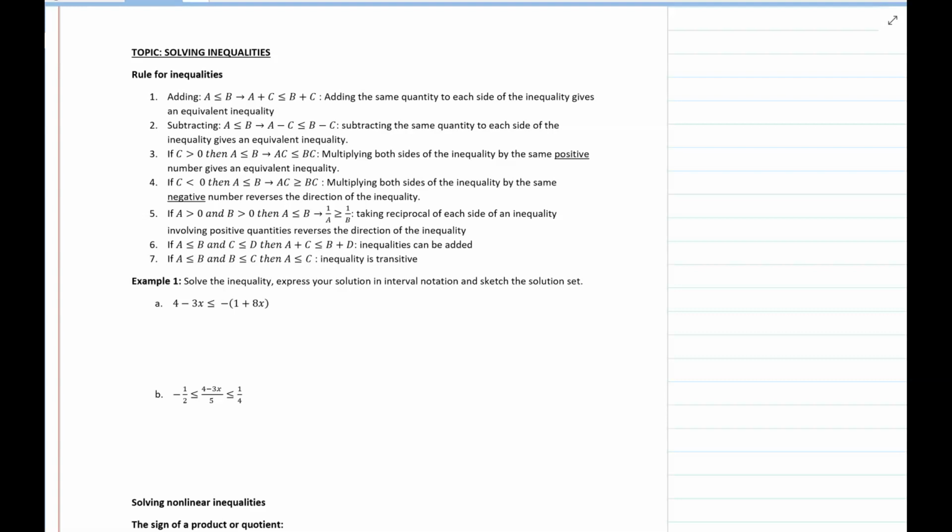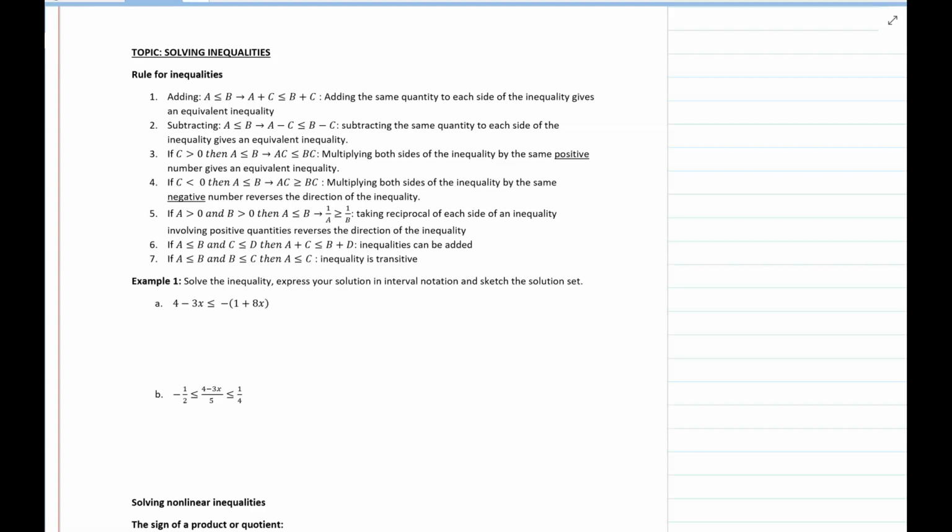Solving inequality. Before going through this section, I would recommend you review solving simple equations, polynomial, and rational equations. So let's get started. Let's start by solving this simple inequality.